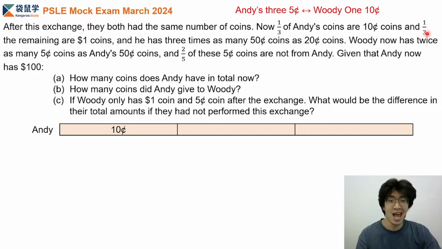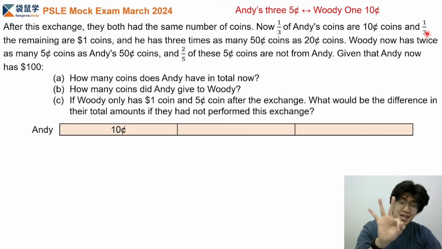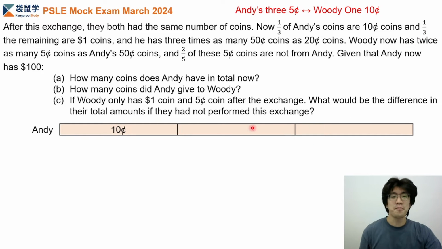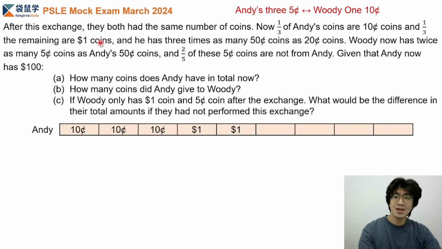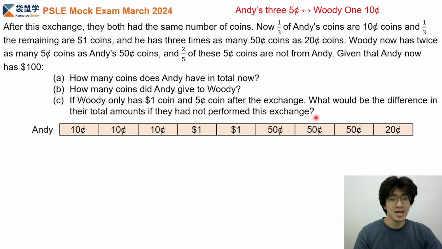I simplify using the LCM of 2 and 3, which is 6. So let me try to put this into 6 parts. And I also did the same for the first part so that it is consistent. Now, out of these 6 parts, 2 of it would be $1 coins. And continue on, he has 3 times as many 50-cent as 20-cent. So here, 4 units. How do I fill this up? We just fill in 50, 50, 50, and 20. So it is 3 times of 20. Okay? So now we are done with the model of Andy.